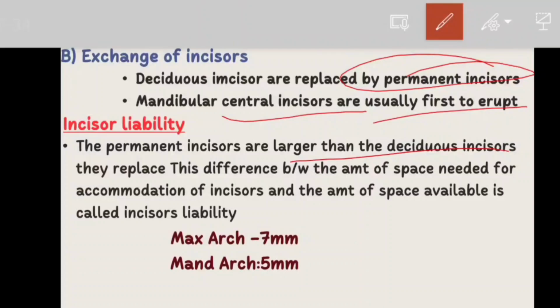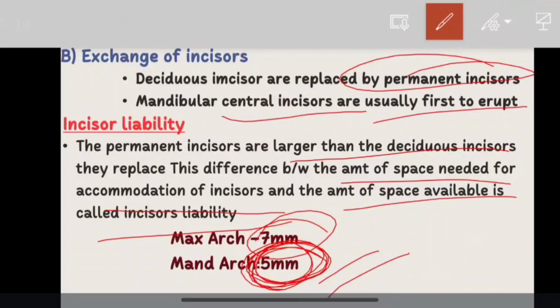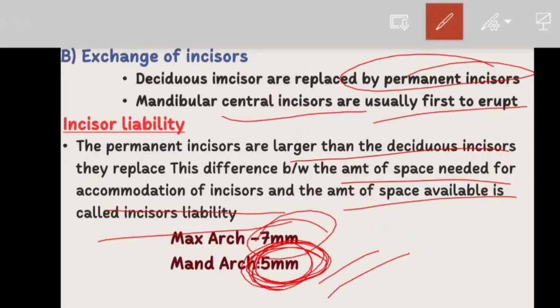This difference between the amount of space needed for the accommodation of the incisors and the amount of space available is called the incisor liability. The difference in required space is called the incisor liability. For the maxillary arch it was 7 mm, and for the mandibular arch the space needed for the accommodation of the permanent incisors was 5 mm. So why do permanent incisors need more space? Because they are larger.